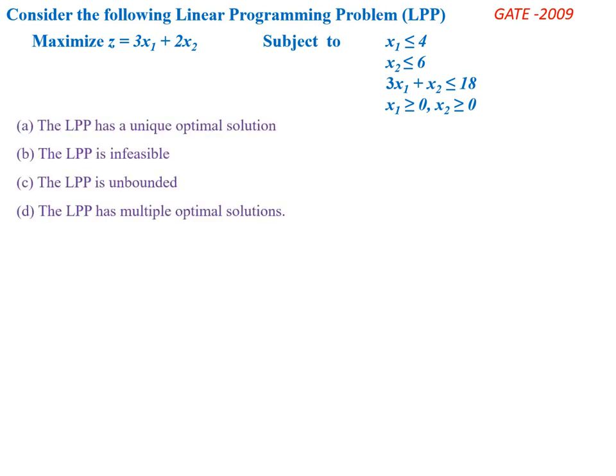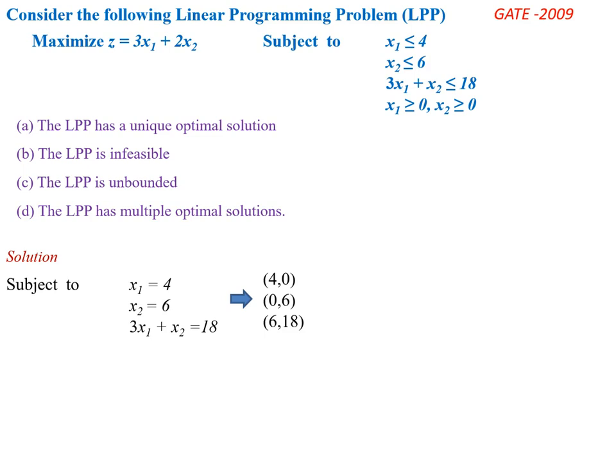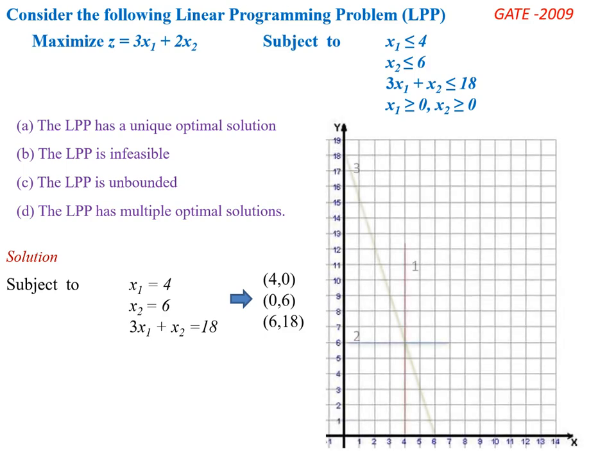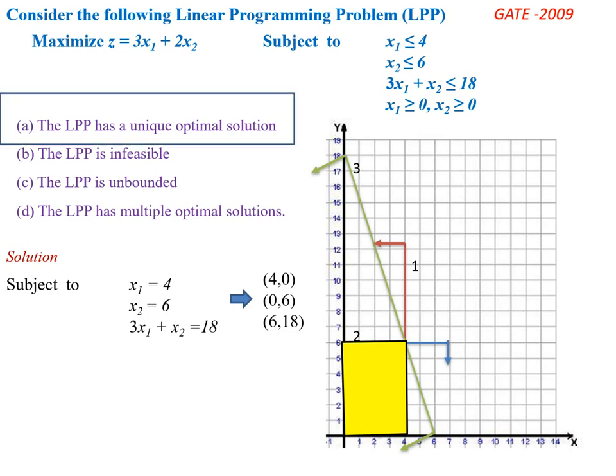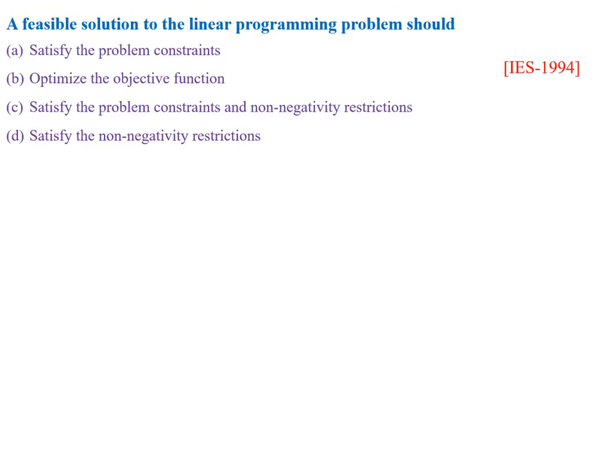Let's see the solution. First we have to convert the constraints into equations and also find the coordinates. After that, we have to plot the lines and mark the region based on the inequality symbol for each constraint, and after that we have to find the feasible region. So we know that this type of model has a unique optimal solution. Next, observe another question.